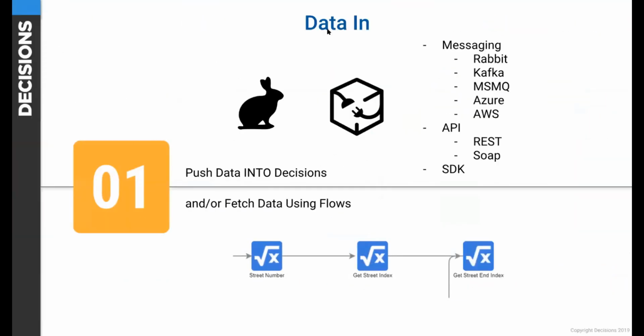Again, in this case, we're importing the data via a CSV file, but just as equally, that data could come in via a message bus using things like RabbitMQ, via API calls, via the SDK, or that data could be pulled using our steps within our flows.